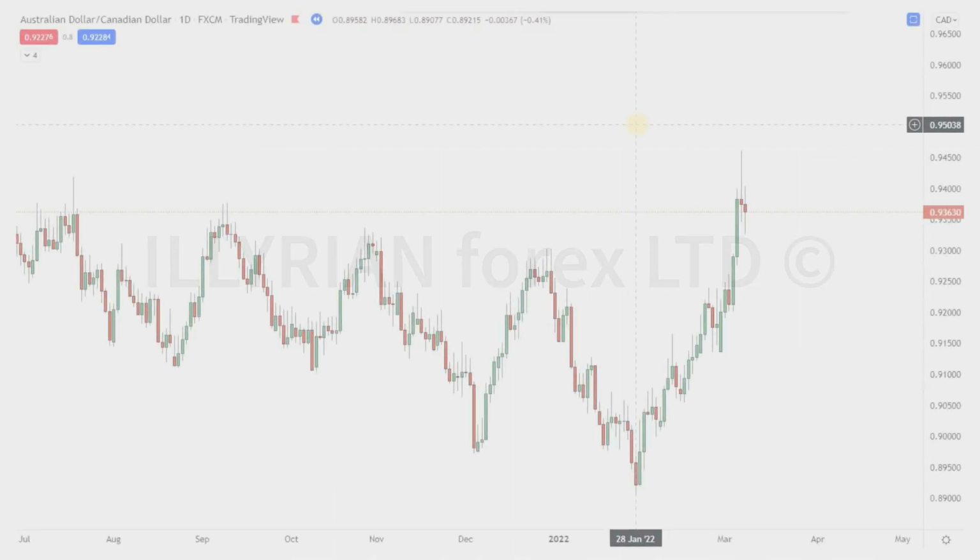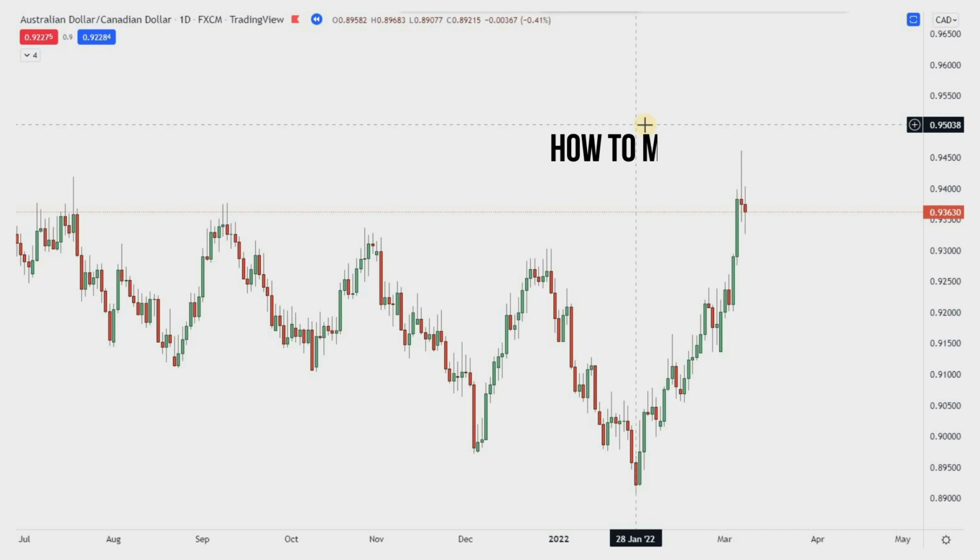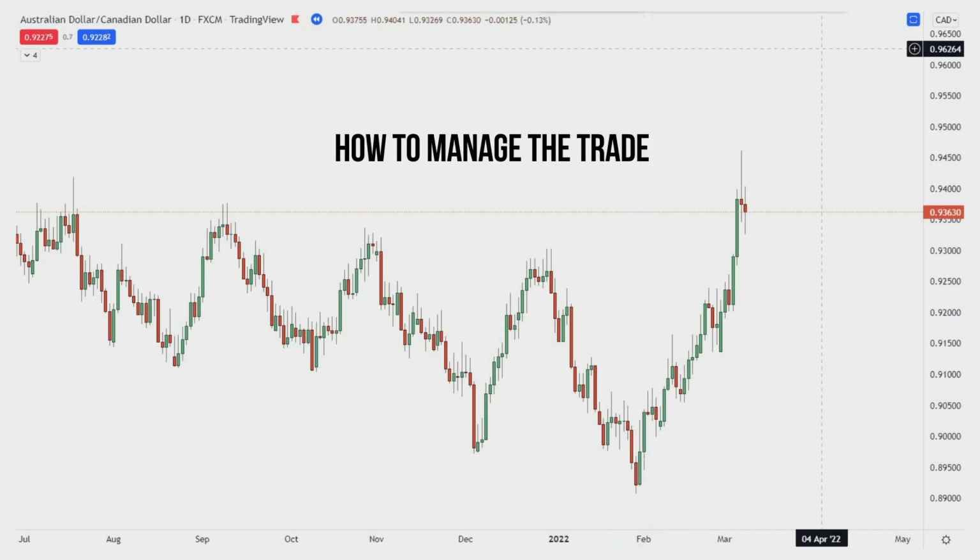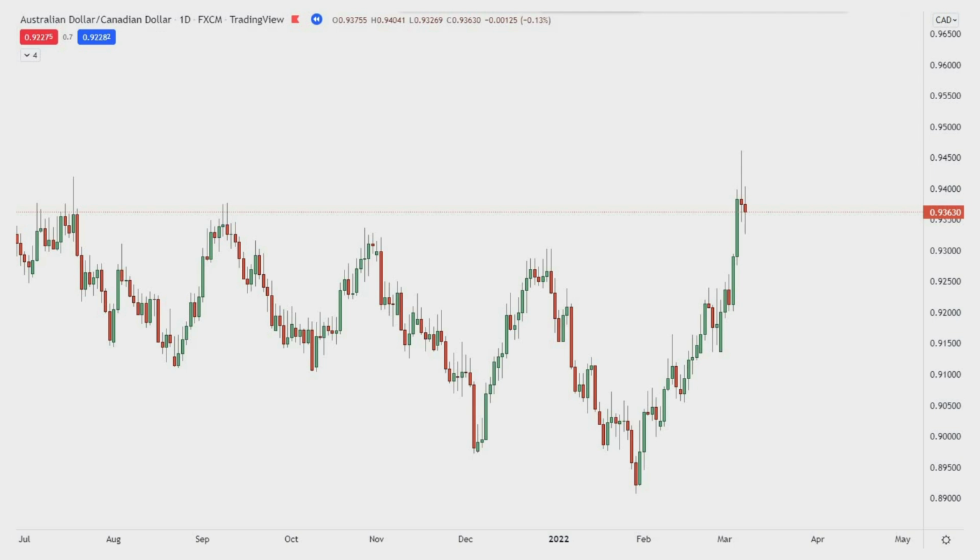Now, let's continue with the video. How to manage the trade will be our objective in this narrative. This setup was shared last week on our premium channel. We usually make a top-down analysis before entering any trade in order to have the big picture and the small one at the same time.